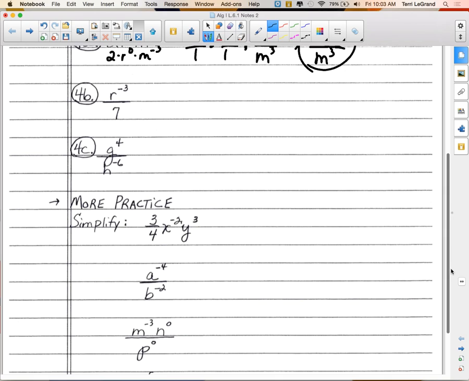Any ideas what we can do here, Benton? Would we want to rewrite it as r to the negative 3rd power divided by 7? That would be a great way to start this one. r to the negative 3 power divided by 7.